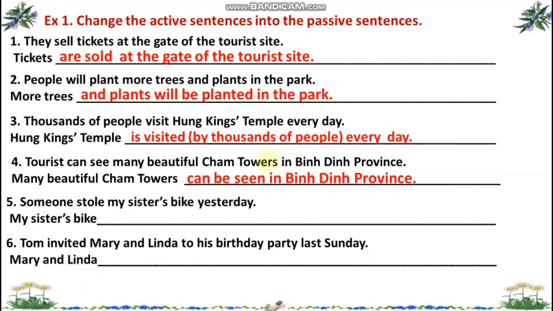And number 5, we can underline yesterday and stole here, right? Stole here is the past form. So my sister's bike was stolen yesterday. And someone, whenever you see someone, it is omitted. Yeah, try to remember.